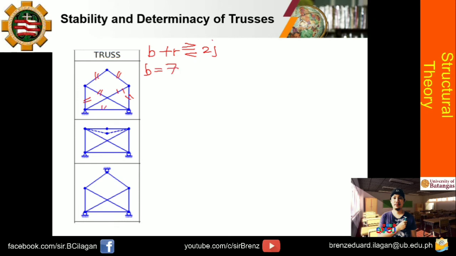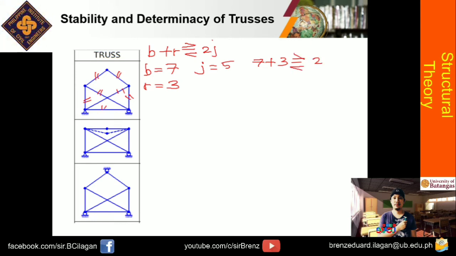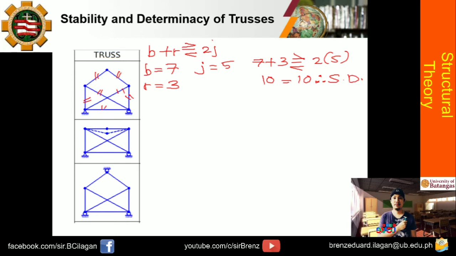So since may hinge ka dito and dito sa kabila is roller, so R is equals to 2 plus 1 or 3. And then the number of joints, yung J mo, so that is 1, 2, 3, 4, 5. So if you're going to apply this equation, so the equation will be 7 plus 3 is equals or greater than or less than 2 times 5, or that will be 10 is equals to 10. Therefore, this first truss is statically determinate. Okay lang ba? Okay, so let's proceed with the next example.